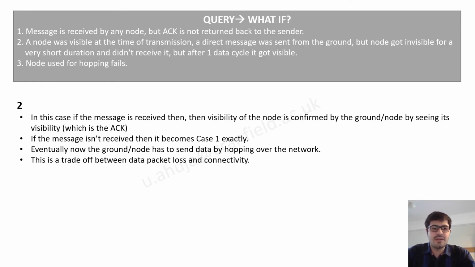Okay. And for case 2, if the message is received, then the visibility of the node is confirmed by the ground or node by seeing its visibility, which is the acknowledgement. If the message isn't received, then it becomes case 1 exactly. Okay. Eventually, the ground node has to send data by hopping over the network. This is a trade-off between the data packet loss and connectivity. Here we define our trade-off between the networking protocol.